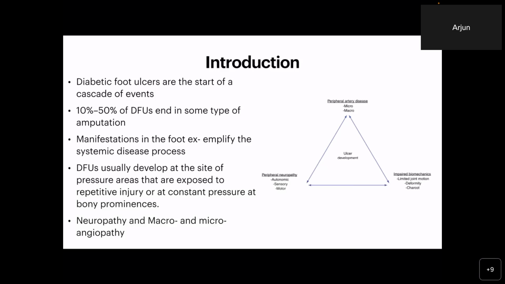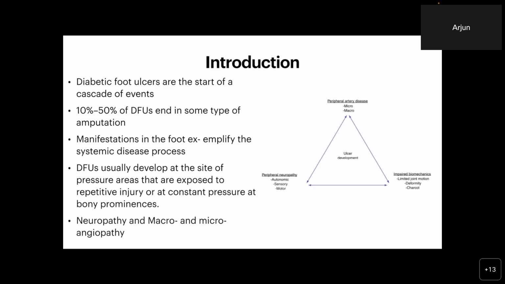And manifestations in the foot exemplify the systemic disease process with the development of peripheral sensory neuropathy, motor neuropathy, autonomic neuropathy, limited joint mobility, as well as Charcot arthropathy. Diabetic foot ulcers usually develop at the site of pressure areas that are exposed to repetitive injury or at a constant pressure at bony prominences. Neuropathy eliminates the perception of pain and unrecognized injuries until infection damages enough tissue to cause pain. Macro and microangiopathy impedes the response to both infection and normal reparative processes.